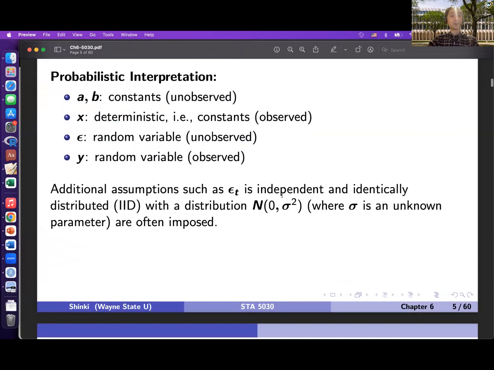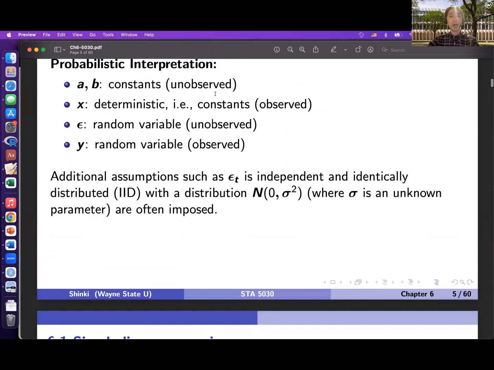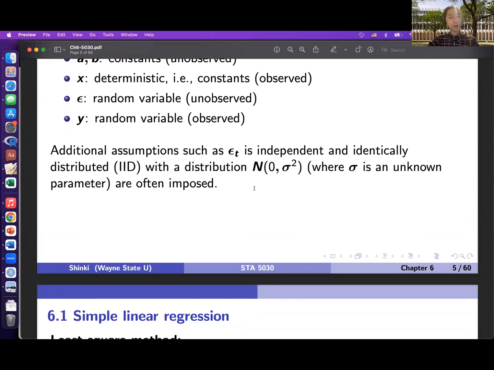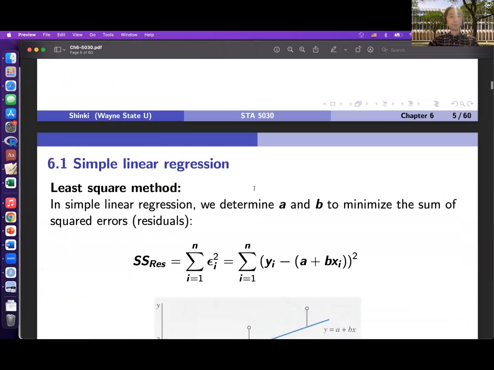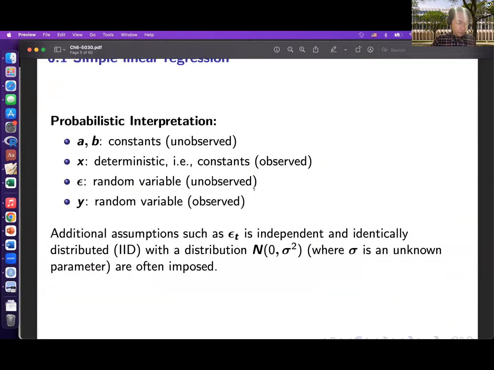Bayesian interpretations are different. Usually X is random and A and B are also random, and so on. But this is the frequentist, classical approach, and this is the assumption in terms of probability theory. And epsilon t is usually assumed independent and identically distributed. Sometimes this is violated, but in such a case we have a more complicated model, especially if epsilon t are dependent. So this is the review of the linear model. Maybe we continue the review a little bit next time, then go to chapter 3.